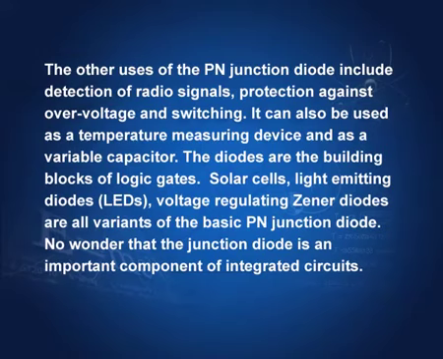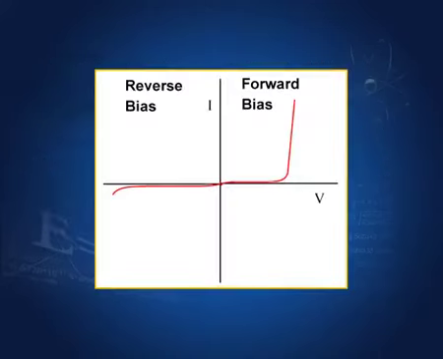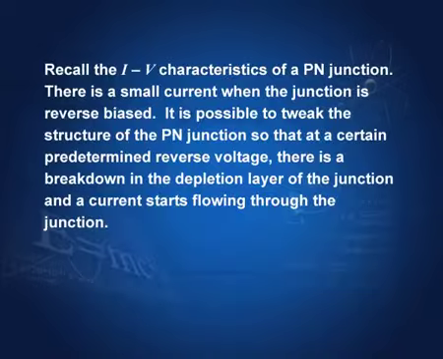No wonder the junction diode is an important component of all integrated circuits, because there are so many things to be done, and therefore they are used in all integrated circuits. Recall the I-V characteristics of a p-n junction: current, voltage. I showed you that earlier also. As soon as the voltage is beyond 0.6 in a silicon diode, the current shoots up, and there is very little reverse current. There is a small current when the junction is reverse biased on this side.